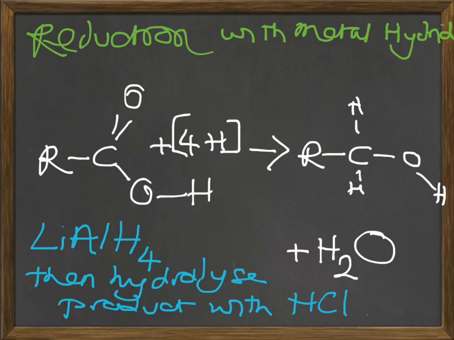Okay, so that's nice and balanced, and have a look and make sure that everything's balanced. We've got the same number of protons on the left hand side as we've got on the right hand side, and you lose a molecule of water as well when you reduce a carboxylic acid.